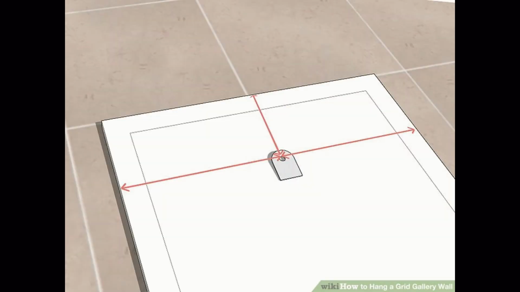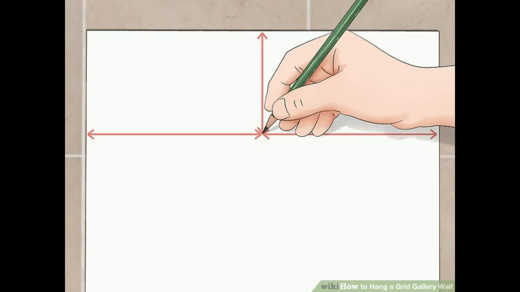Measure from the top and side of a frame to the mounting bracket. Flip one of your frames over and use a measuring tape to calculate the distance from the top of the frame to the hole where the nail will go. Then, measure the distance from the side of the frame to the bracket. Make a mark on each piece of paper that matches your measurements.